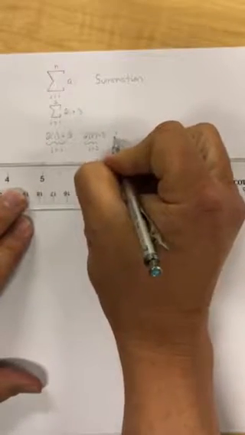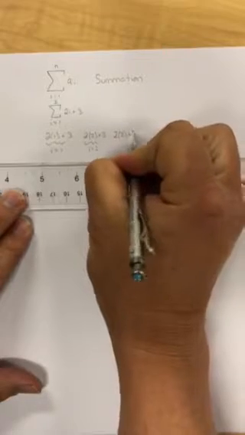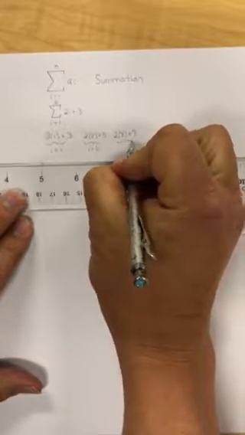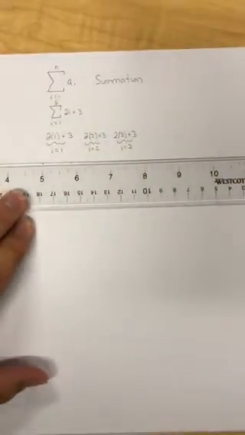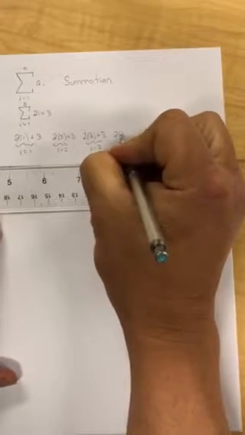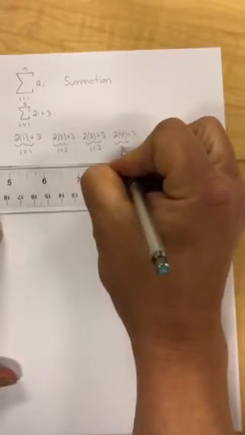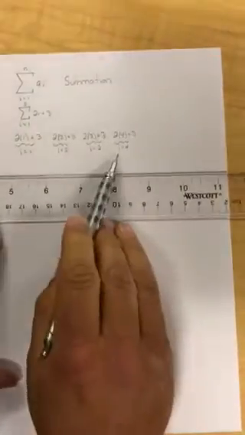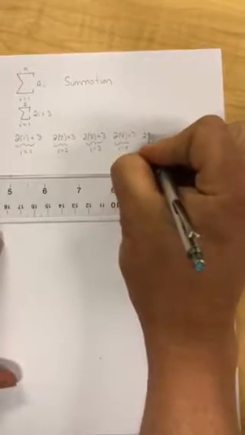Go to the next one, which will be 3. So replace I with 3. So it'll be 2 times 3 plus 3. There's your I equals 3 term. We're going to keep doing this until we reach 5. Next one will be 4. I equals 4 term. Now we reach the final one.